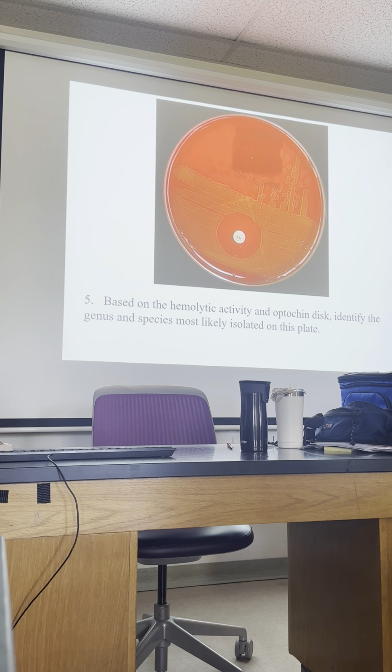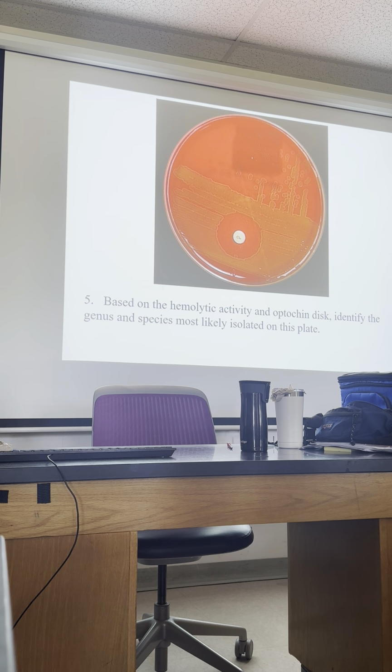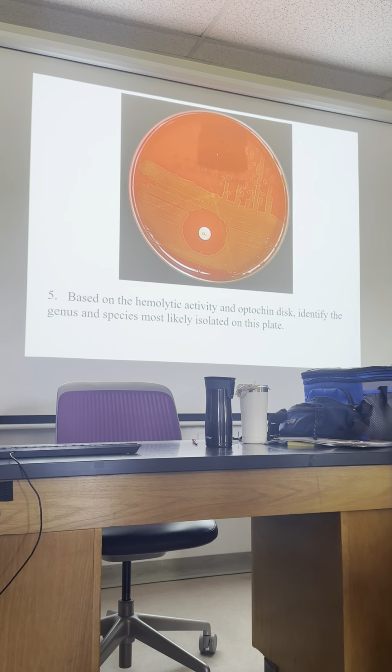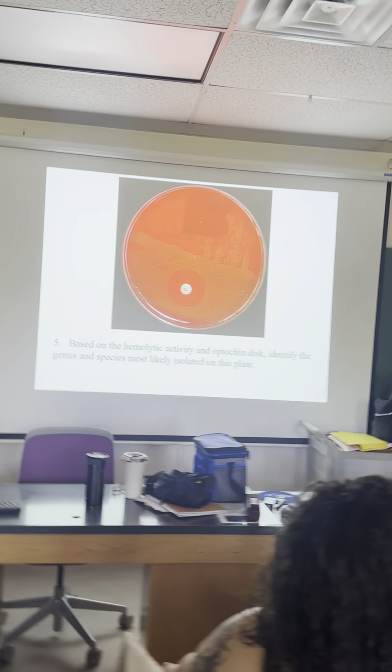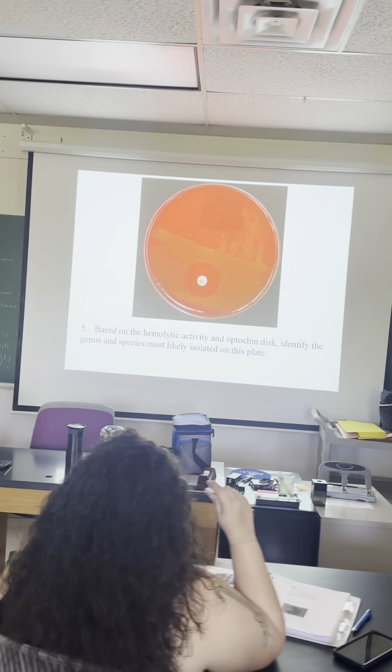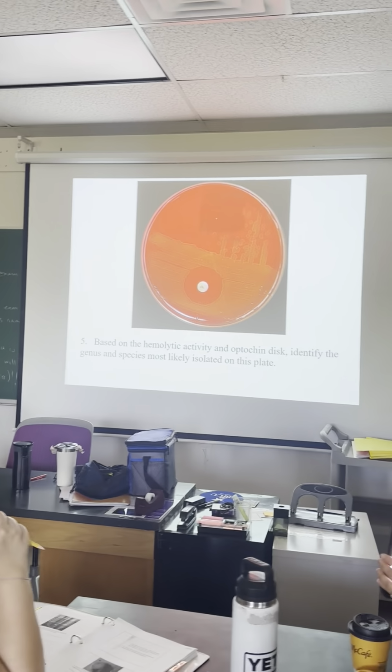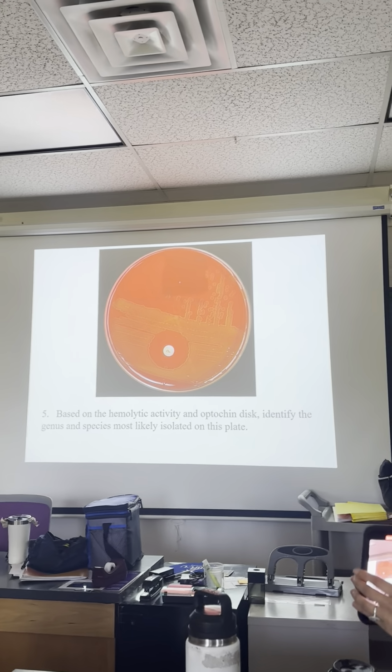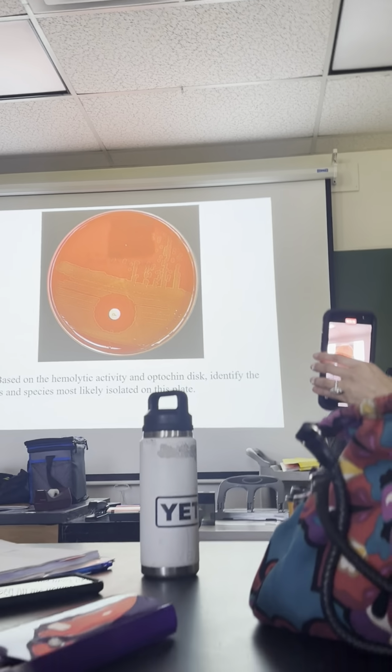Alright, so now, what's the zone? It is alpha. What color is the zone? It's green. So this is sensitive or resistant to the P disc? It's sensitive to the P disc. So if a gram-positive coccus is catalase negative, it is alpha hemolytic, and it's sensitive to the P disc, what genus and species am I looking at?